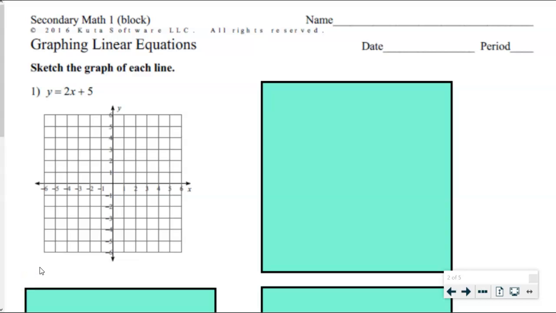Hello, math 8 students. Today we are just going to review graphing linear equations. Every one of these is going to be in slope-intercept form. So we want to use what we remember about slope-intercept form to help us graph these lines. Let's get started with the first one.